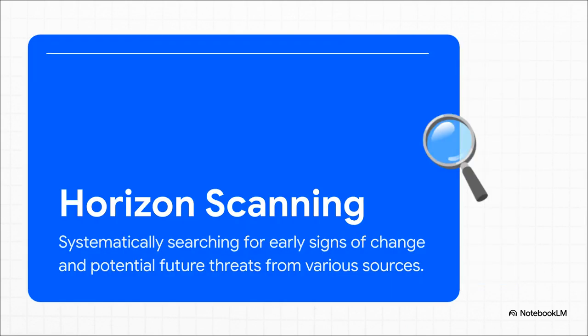So how do you actually do that? You do it with something called horizon scanning. Think of this as your company's own personal lookout tower. You are constantly and systematically searching for what the source material calls weak signals, those tiny little signs of change that could be hinting at a much bigger storm brewing. This is where you gather the intelligence that informs everything else.